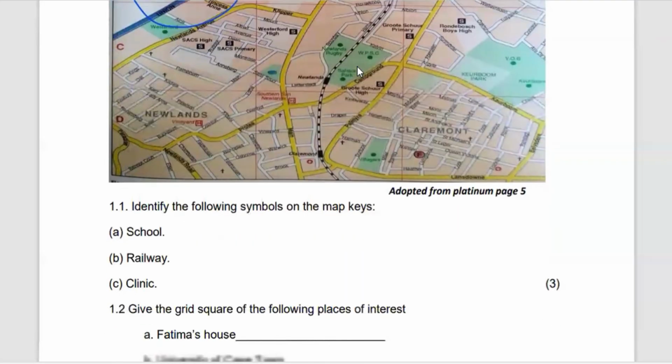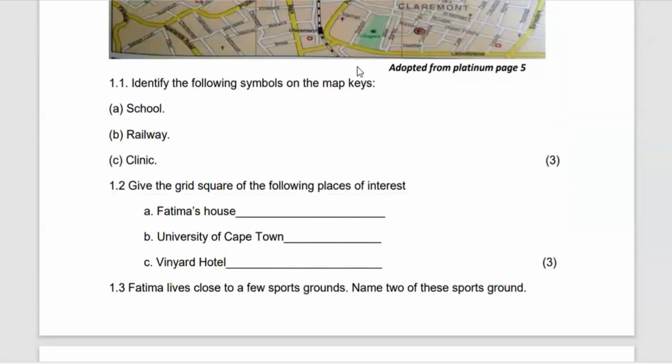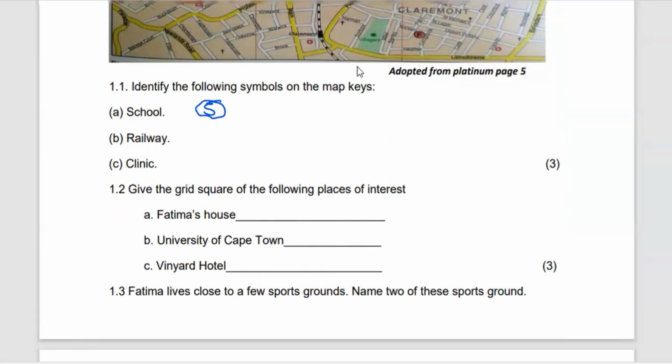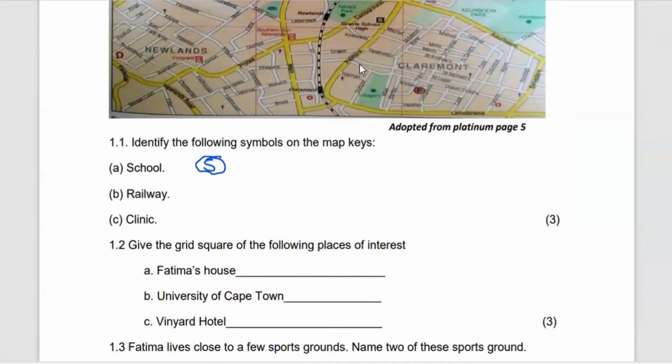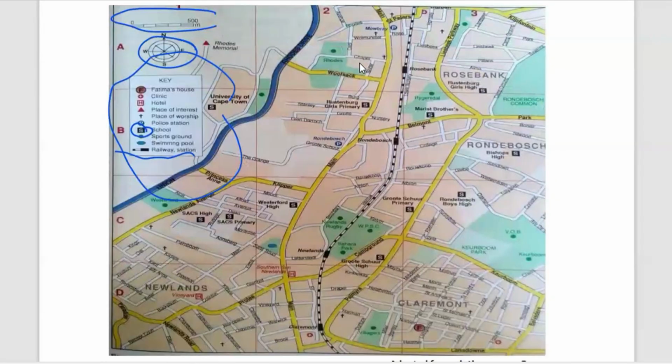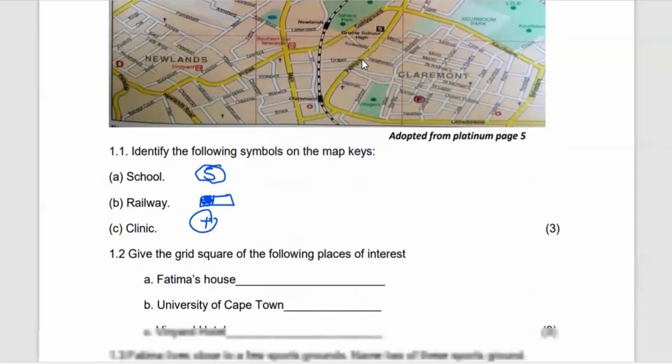Here you're going to identify the symbol for school. This is the symbol for school, so you come and put it here. The symbol for the railway is this one, you come and draw it here. Then we have the symbol for the clinic. The symbol for the clinic is this one, you come and draw it here.